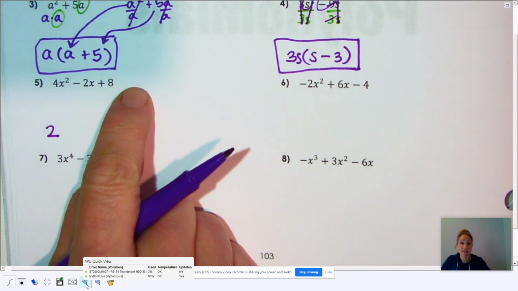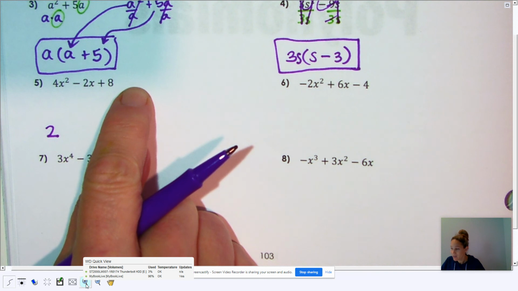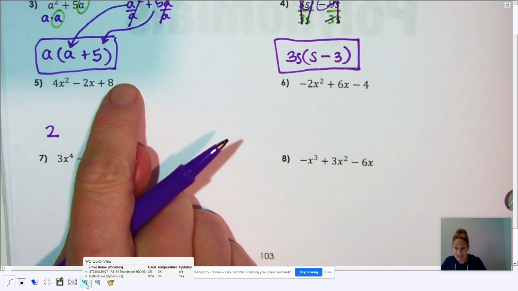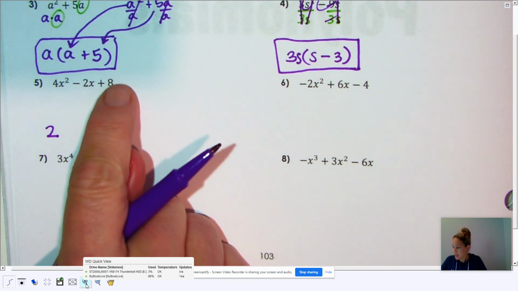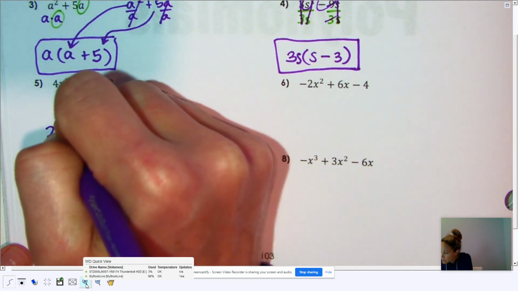So what's the greatest common amount of x's I can take away from all of them? Well, since this one doesn't have any x's, there's no amount of x's I can take away from all of them because this doesn't have any to give. So all I'm doing is pulling out a 2.